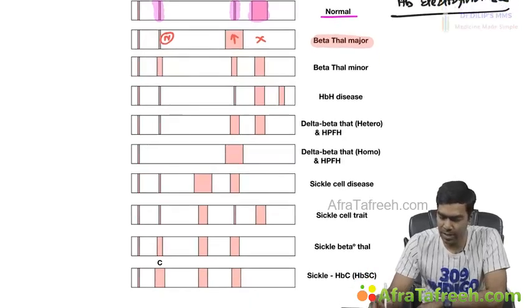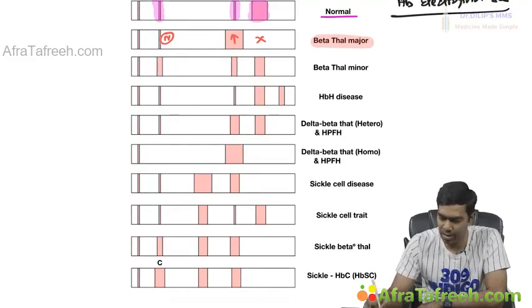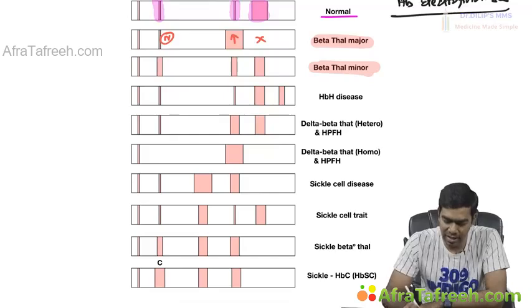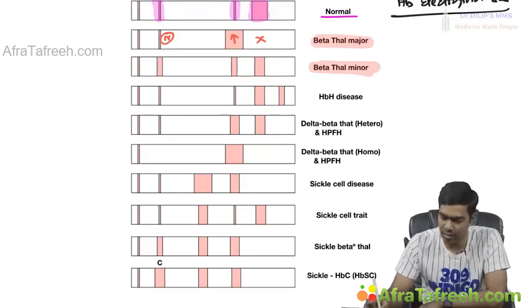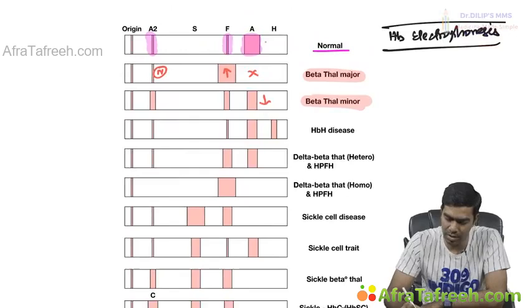And what about beta thalassemia minor, if you ask me? Again, you are seeing a slightly reduced HbA. It's not completely absent, but reduced. If you compare with a normal, if you take HbA, it is a little reduced.